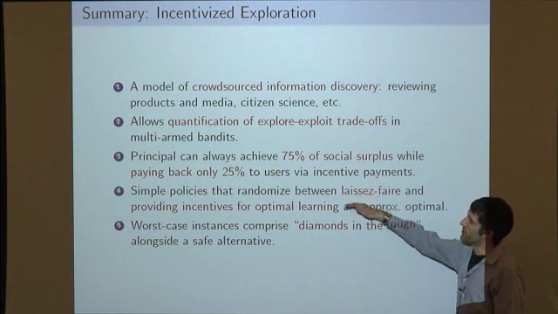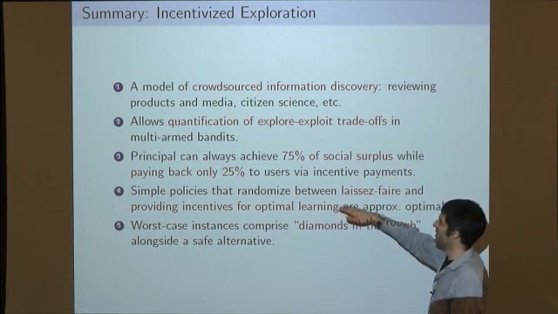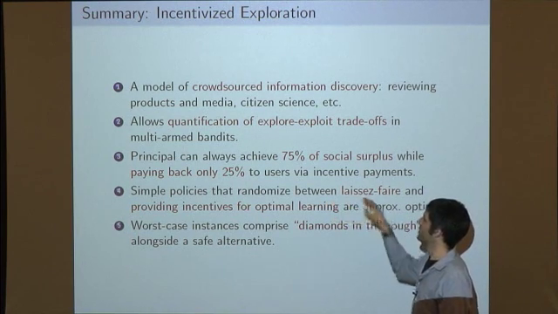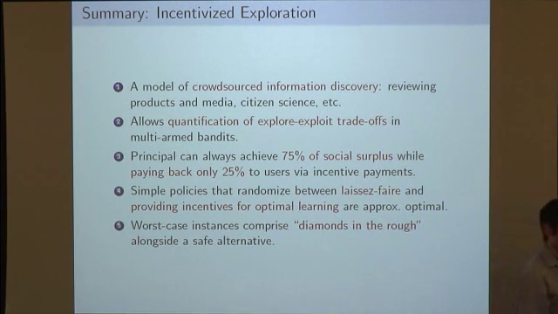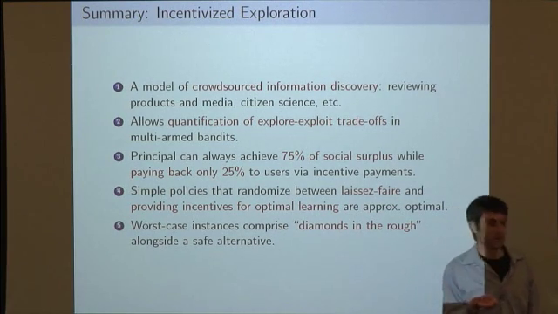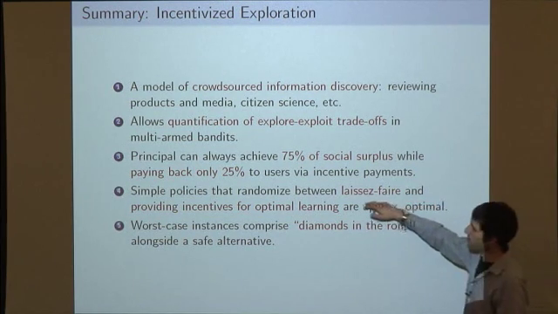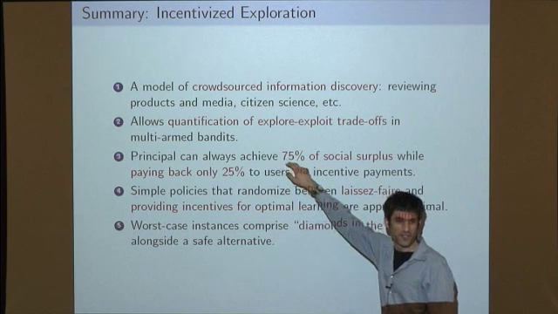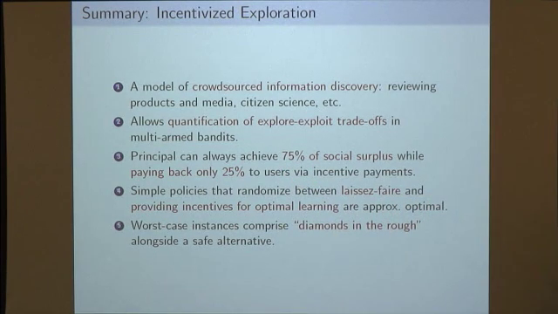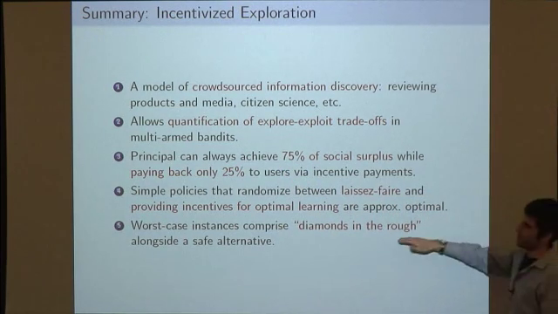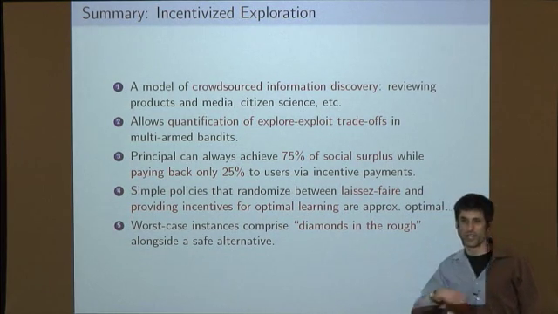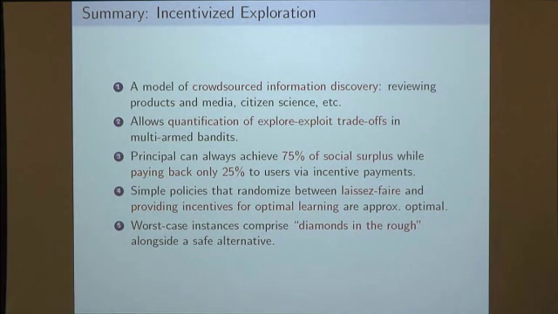The structure of the Turk policy lets you say that simple policies that randomize between just letting people do what they want or providing incentives for them to do something optimal are sufficient to achieve the approximation guarantees in this bullet. And the analysis of the lower bound gave us some insight into what the structure of the hardest incentivized exploration problems looks like.